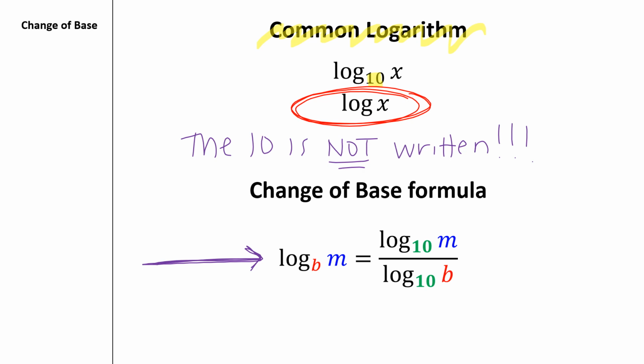Really, the formula is kind of nuanced. I'll show you what it'll look like when we type it in. If you have log base b of m, and you are trying to evaluate that using a calculator, and you cannot change the base in your calculator, we use this formula. You would use log base 10 of m divided by log base 10 of b, where m is the number of the log and b is the base of the log.